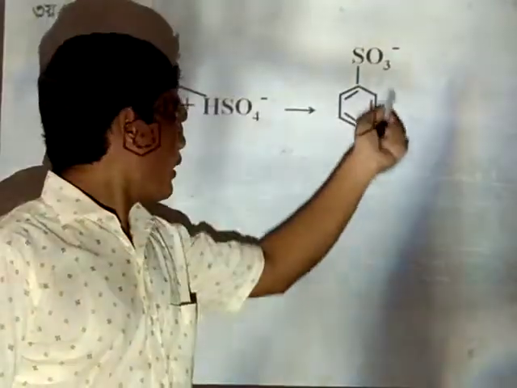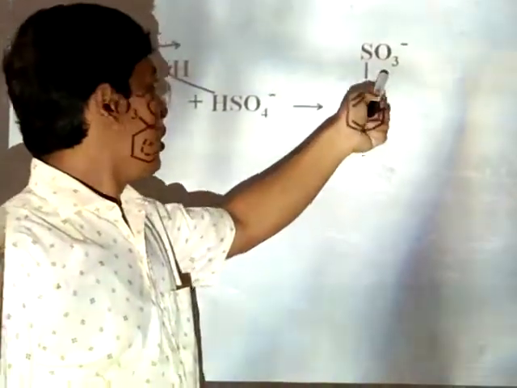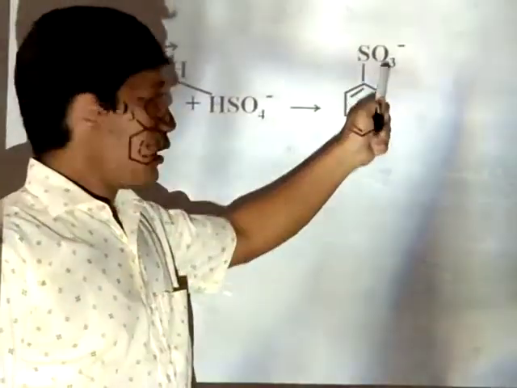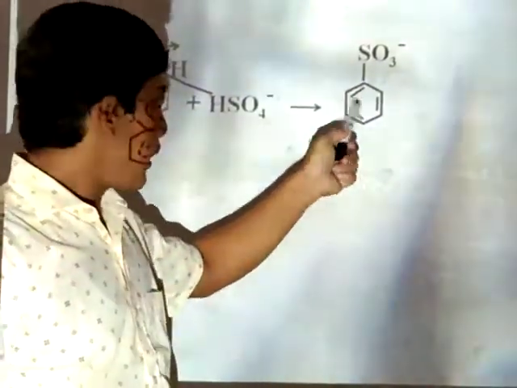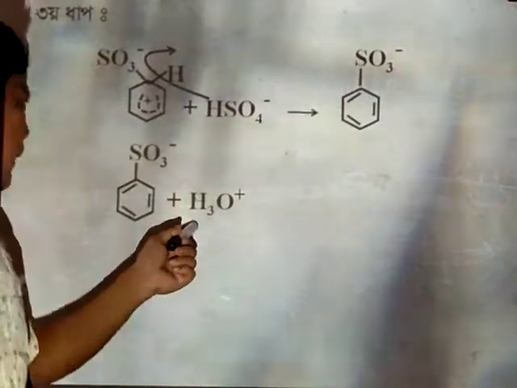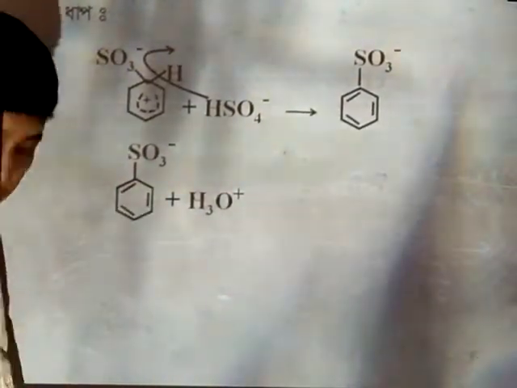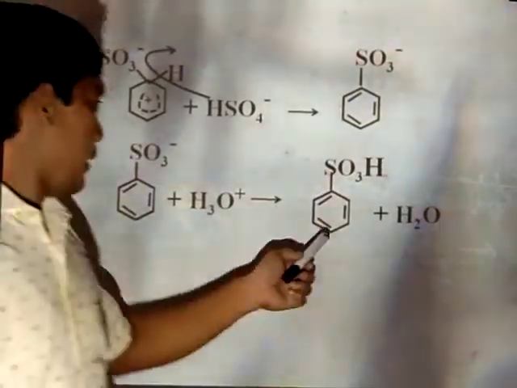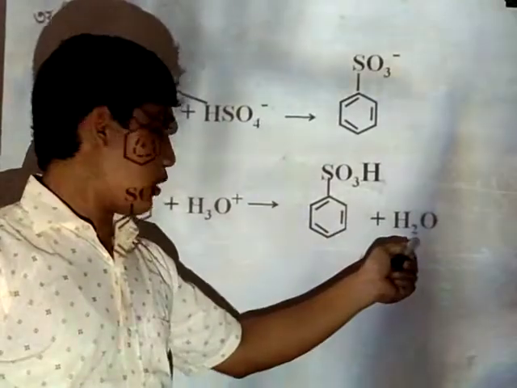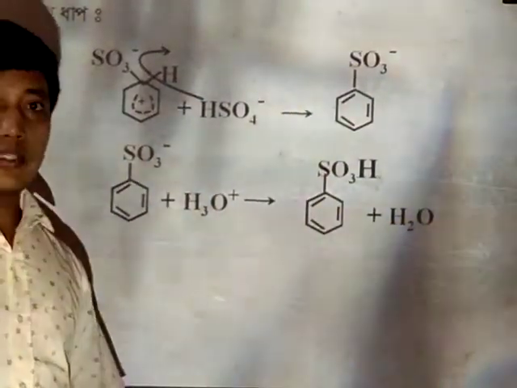Here, benzene has regained its aromaticity, but there is a negative charge on the sulfur trioxide group, and it is not yet benzene sulfonic acid. In the last step, this attracts a hydrogen ion from the hydronium ion and will create benzene sulfonic acid, which is the final product, and water. So dear student, this is the mechanism of the sulfonation reaction.